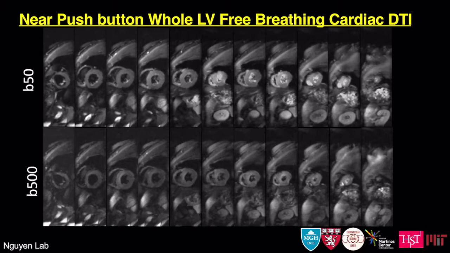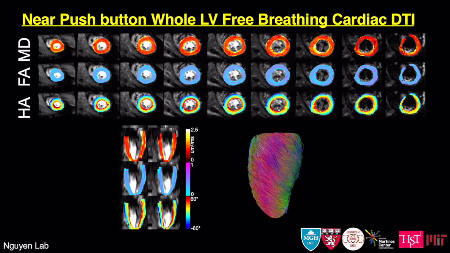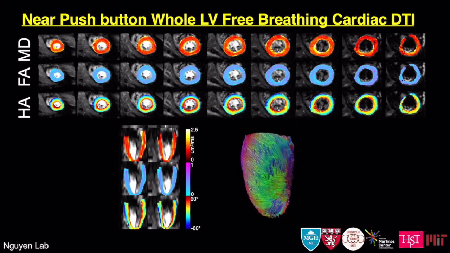And then we scanned it like 2 months ago or something like that. We can even do it yesterday and whatnot. And you can see that we're going from the base of the heart all the way to the apex. And then you can reconstruct getting MD, FA. HA is the helix angle.